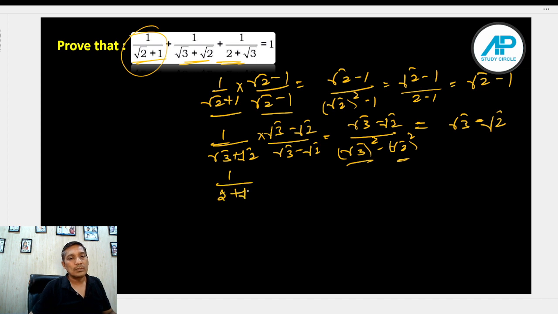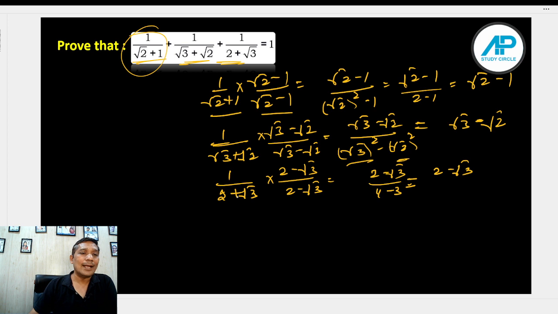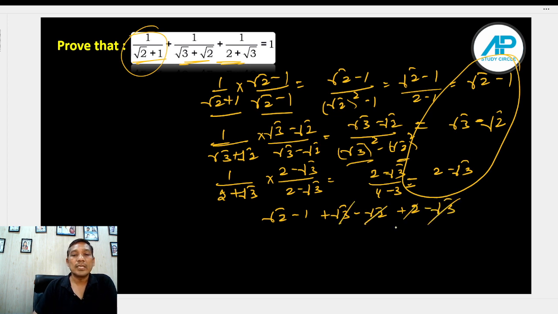1 upon 2 plus root 3. 2 minus root 3 upon 2 minus root 3. That would give you right away 2 minus root 3. You got to add them all. So I'm adding these three numbers. Root 2 minus 1. So root 3 is cancelled.